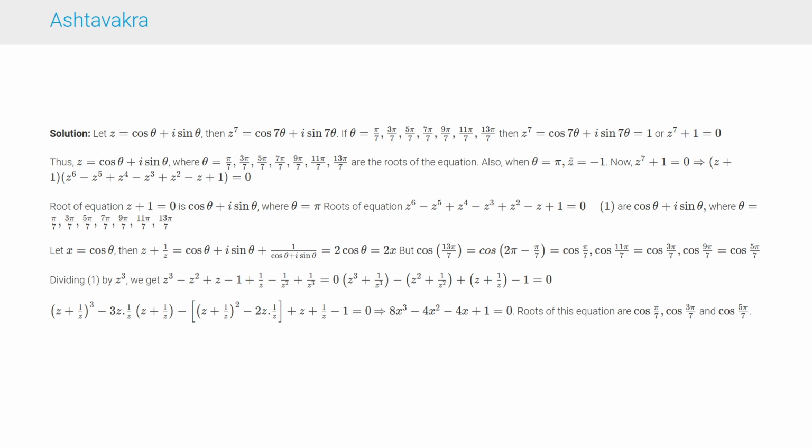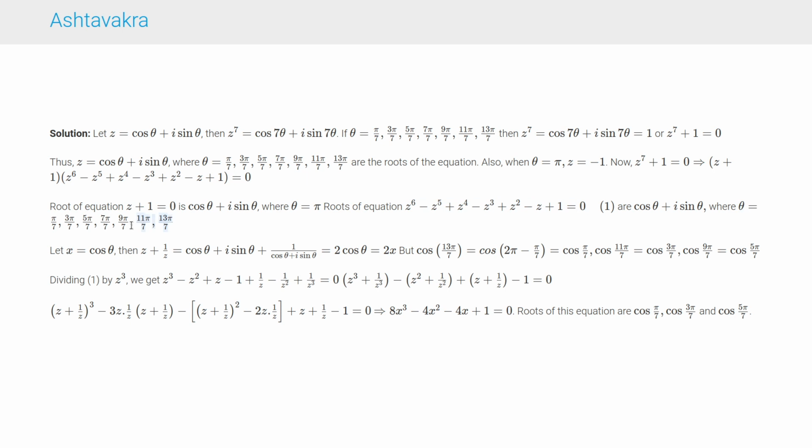Also, when theta is equal to pi, z is equal to -1. So z to the power 7 plus 1 is equal to z plus 1 into z to the power 6 minus z to the power 5 plus z to the power 4 minus z to the power 3 plus z square minus z plus 1, which is equal to 0. Now the root of the equation z plus 1 is equal to 0 is cos theta plus i sin theta, where theta is equal to pi.